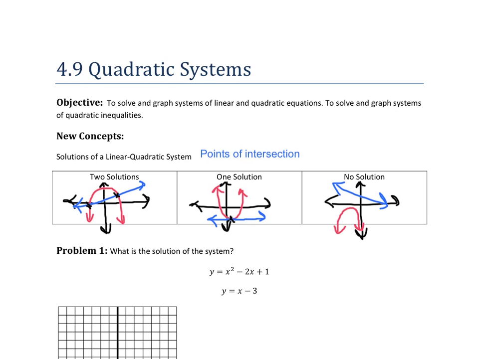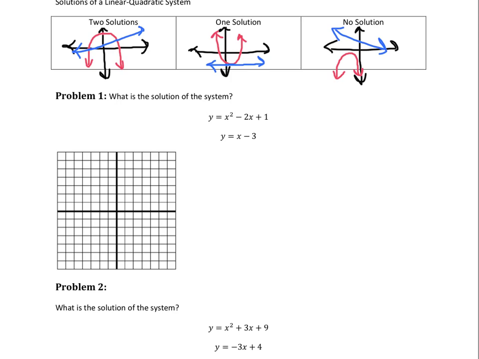Problem 1. Okay, and now we're going to actually go ahead and graph problem 1 and find the points of intersection. So it says, what is the solution to the system? Again, we got a quadratic and a line. Okay, so to graph the quadratic, I'm going to start with x equals negative b over 2a. I'm trying to find my axis of symmetry, which will help me find my vertex.